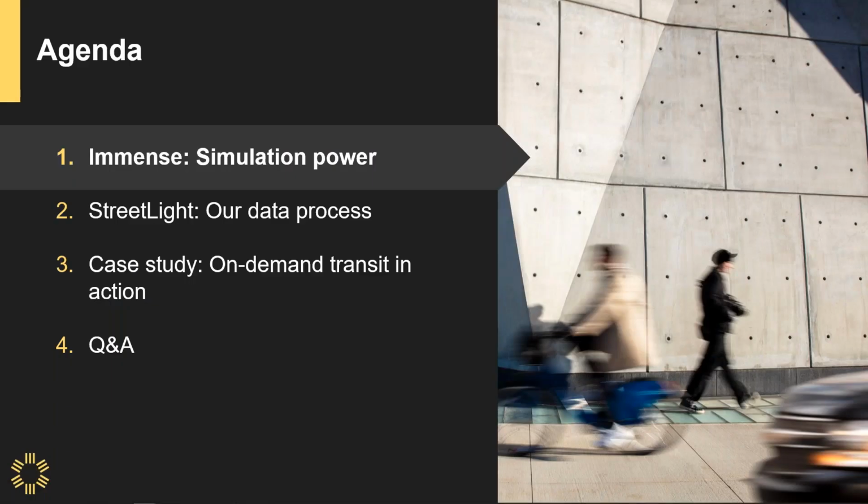So let's get into the content. First, we're gonna start with Dave, and he's gonna explain Immense's simulation platform. Then we're gonna come back to me for how we get Streetlight's comprehensive validated metrics that populate the Immense platform. Then we're gonna go back to Dave, who will share a case study of simulation analysis to identify opportunities for transit optimization. And of course, we'll leave some time for Q&A at the end. So for now, we'll go over to Dave Williams at Immense.